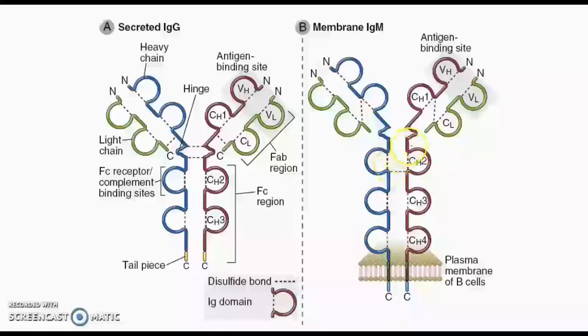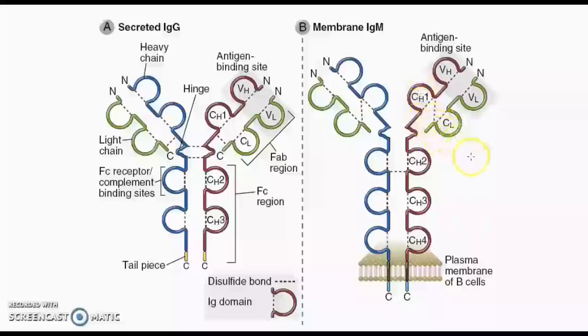Both the light chain and heavy chain contain a series of repeating homologous units. Here is the homologous unit called the immunoglobulin domain. It consists of 110 amino acids.